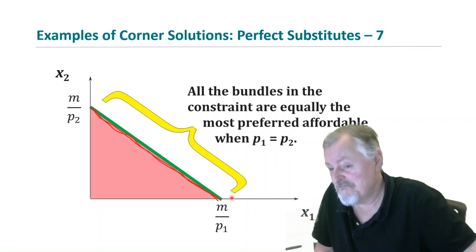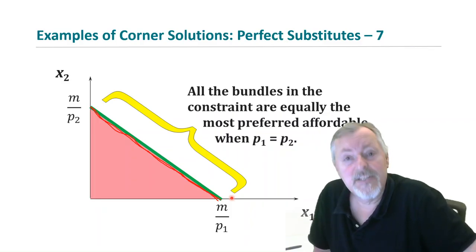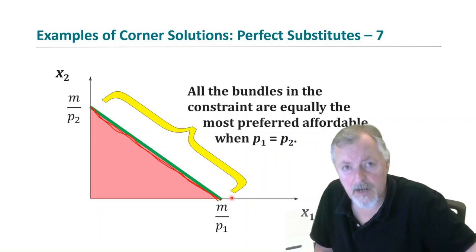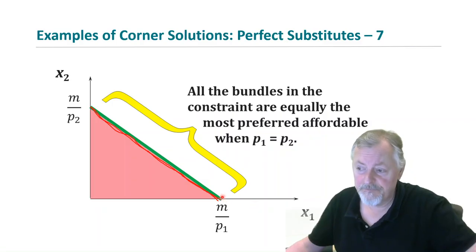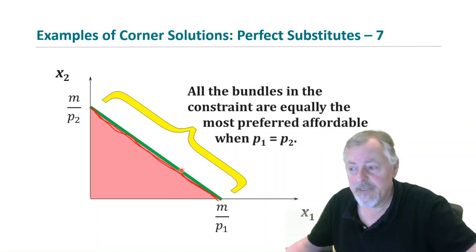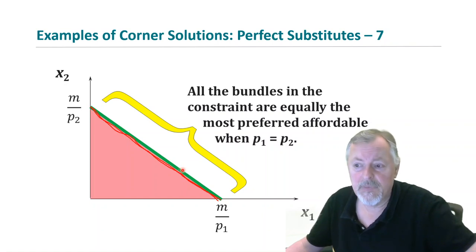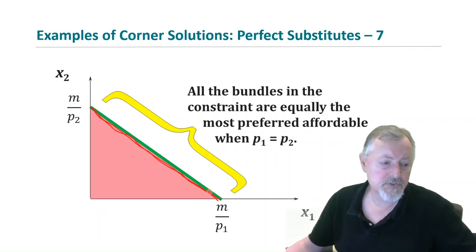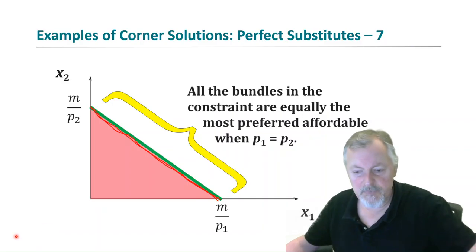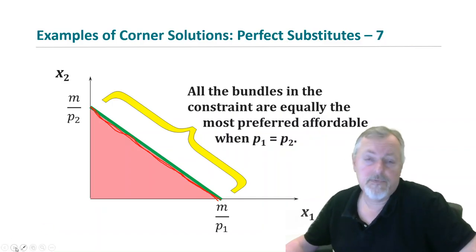The answer is, I don't know. And this person, what's even more, doesn't care. The person can spend all their money on x2, and they'd be here, all their money on x1, and they'd be here, buy some of each, any combination on the green line, and they'll be exactly equally happy. This person doesn't care. All of these consumption bundles are on the same indifference curve, give the person the same utility. This person will flip a coin.